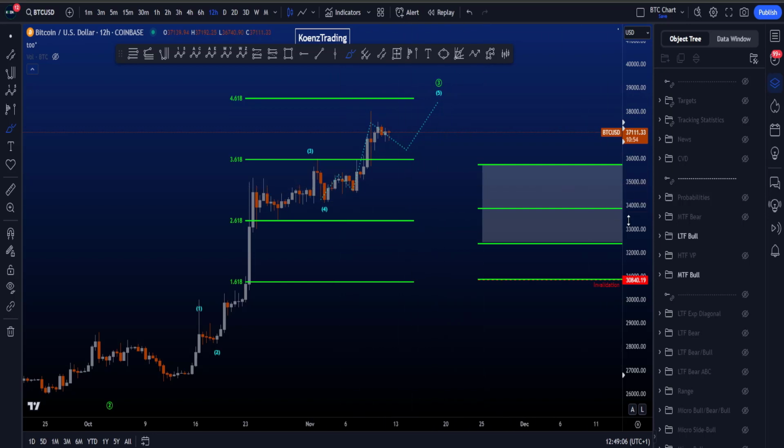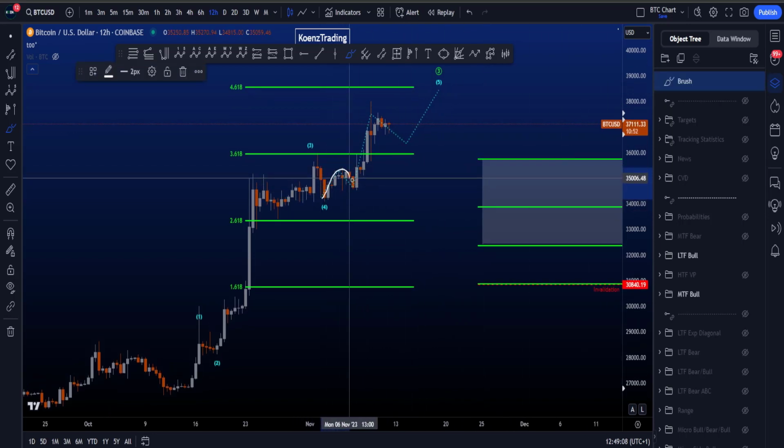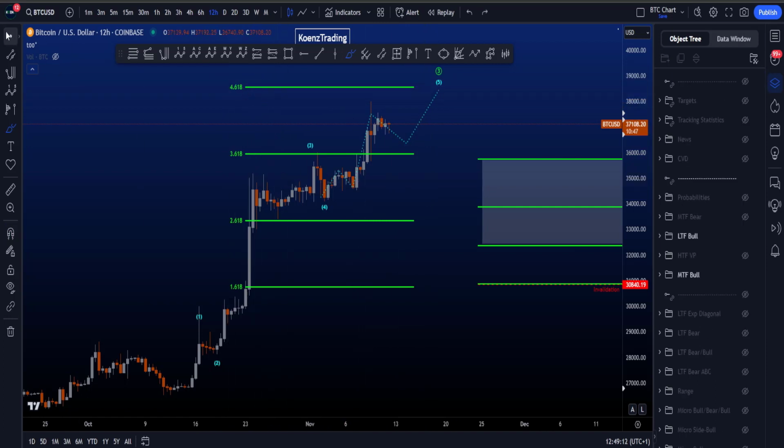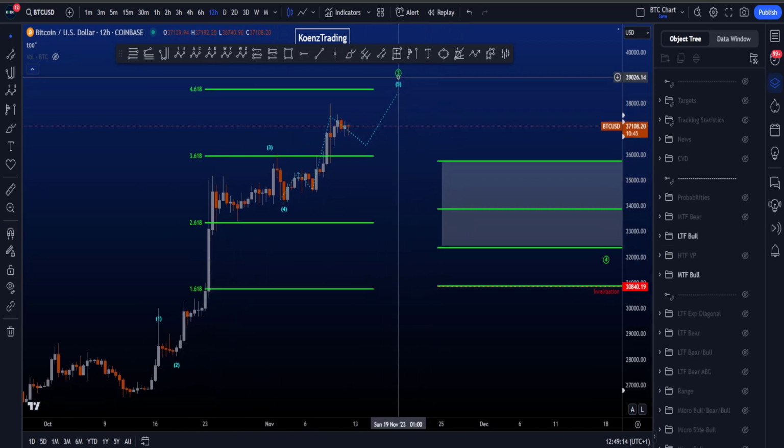And also if we look over here on the higher time frame, it makes sense: 1, 2, 3, 4, 5 to then finish around that 4.618 and then end this wave 3 over here.